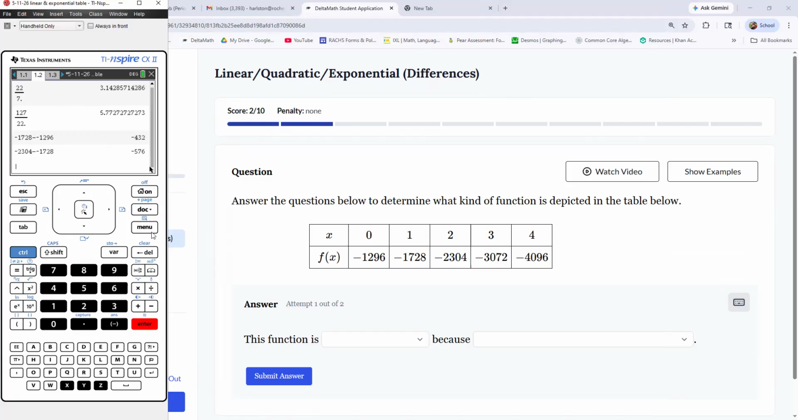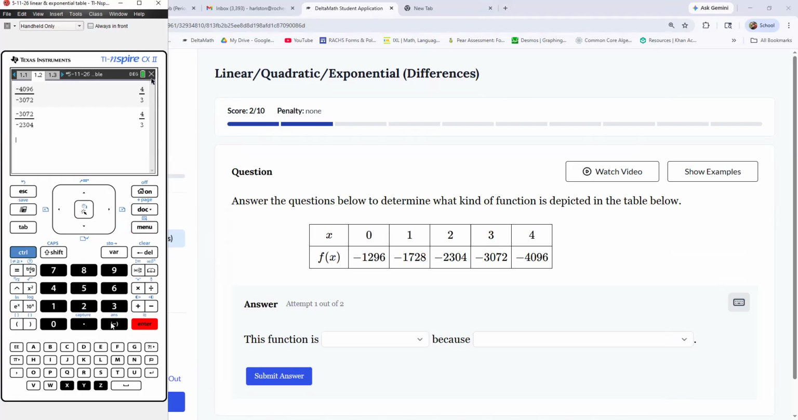Now I'm going to do menu 15. Now what I'm going to do is I'm just going to do ratios. So I'm going to do a -4096 divided by a -3072, and I get 4/3. And then I'm going to do 3072. Actually, that should be a negative. Let me go over there and make that a negative. Divided by a -2304. Press enter. This one looks like it's exponential.